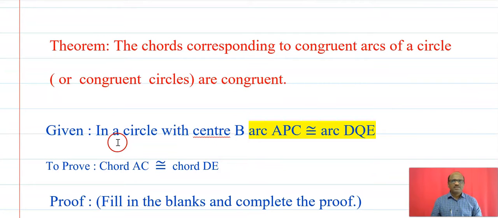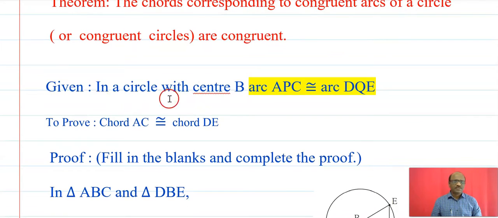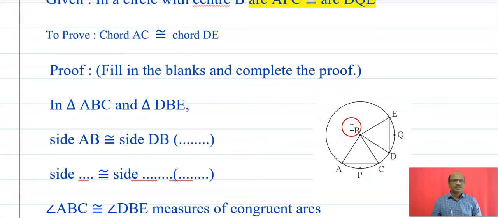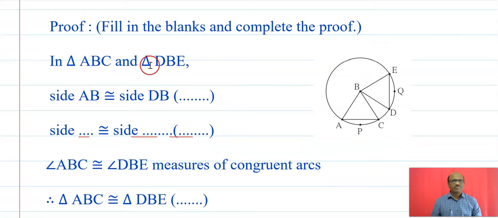Now the theorem: the chords corresponding to congruent arcs of a circle are congruent. In the figure, in a circle with center B, arc APC is congruent to arc DQE. What we want to prove is that chord AC is congruent to chord DE. Now we'll fill in the blanks for this proof.